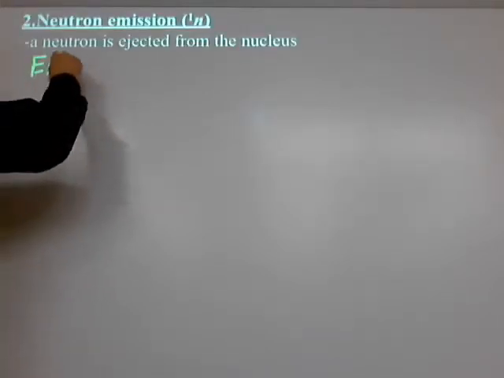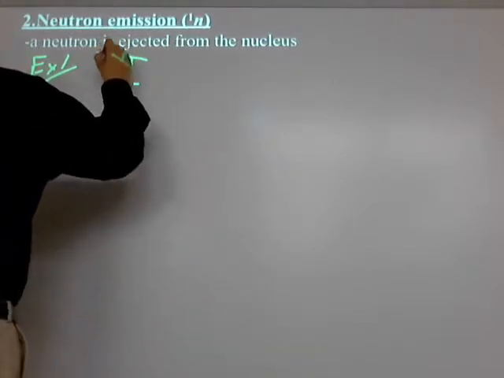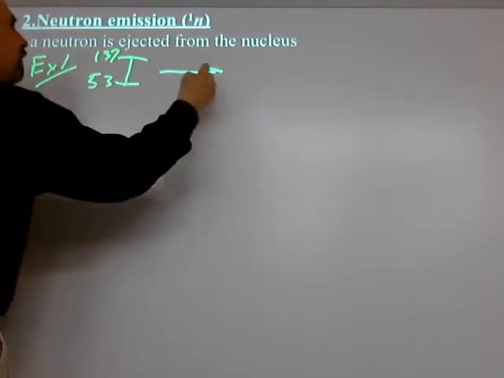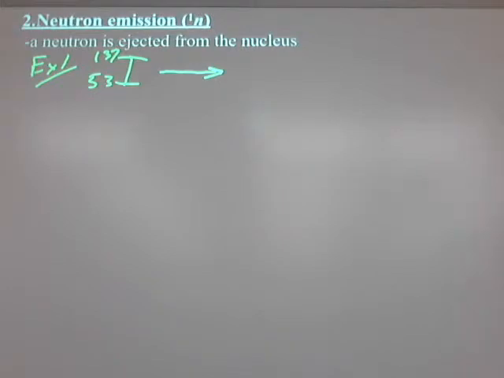Okay? And I was going to do a couple of examples of this. For example, I'll take iodine-137. If it's going to give off a neutron, can you complete that equation? I would hope so. Go ahead, complete that for me. It's neutron emission. It's given off a neutron. So what do you think?